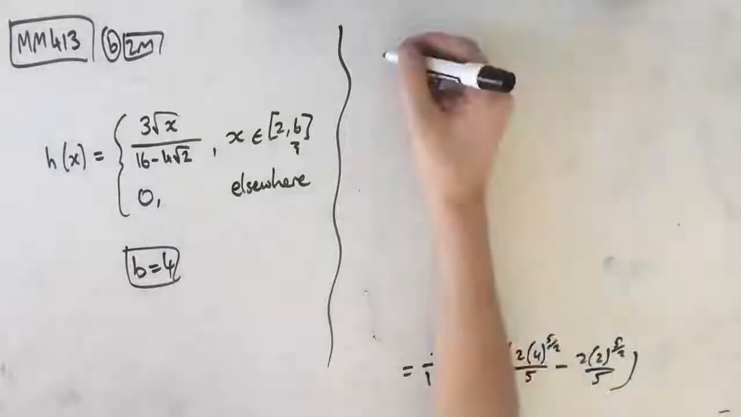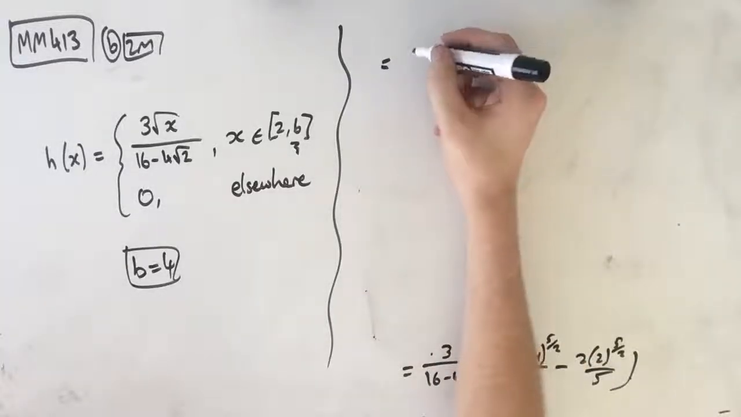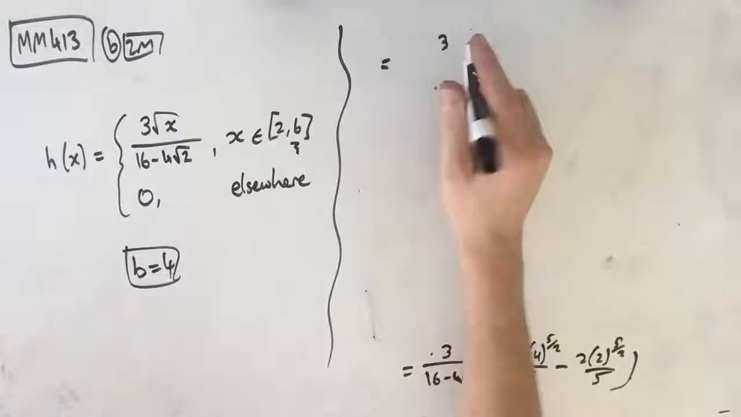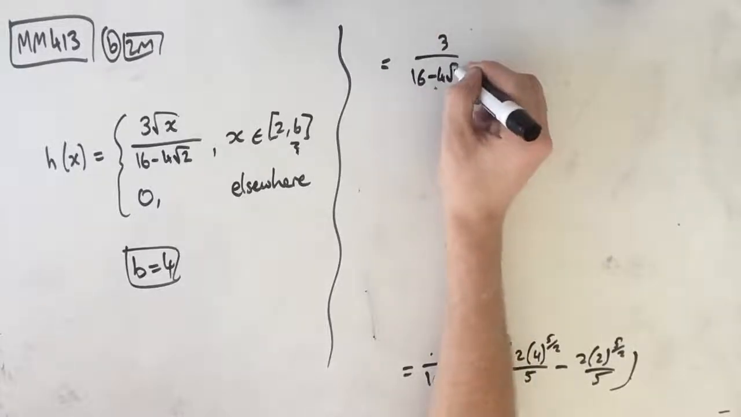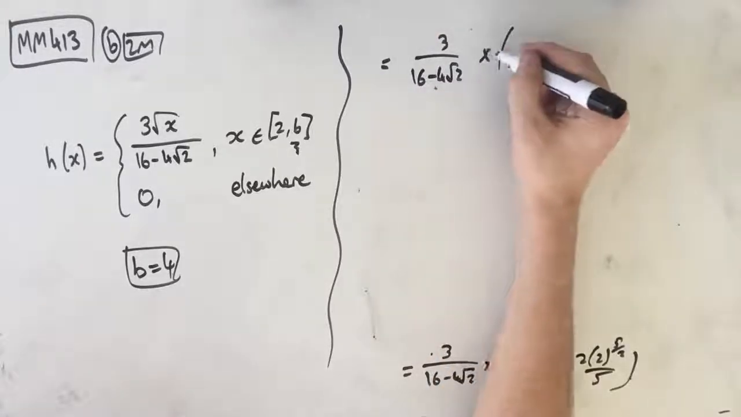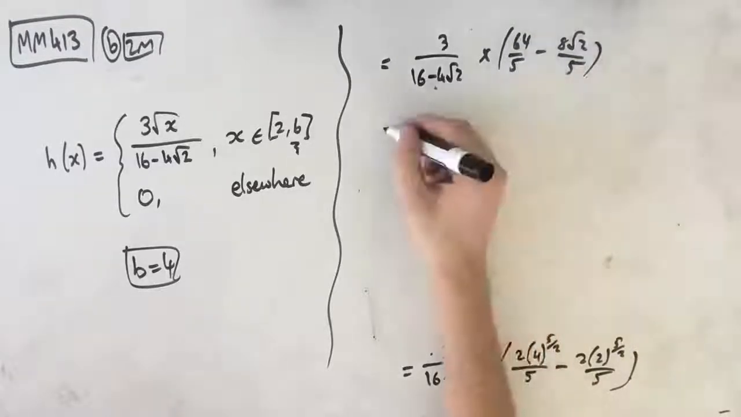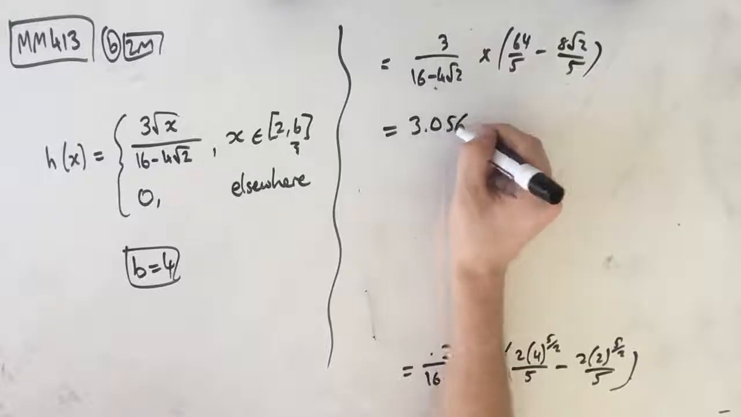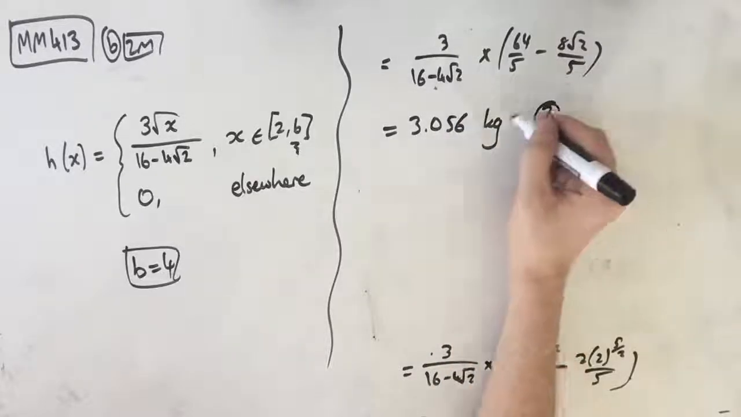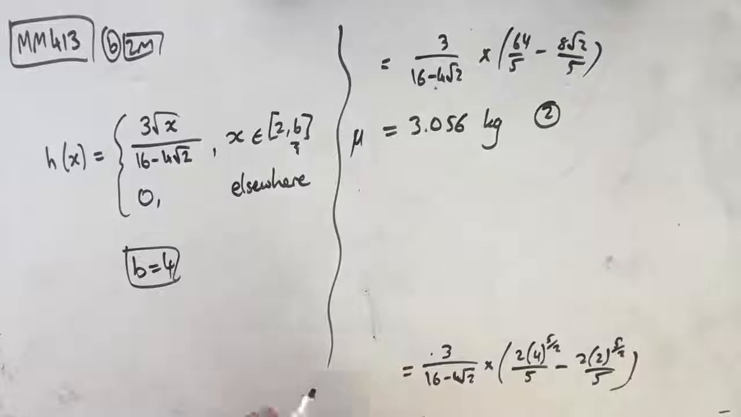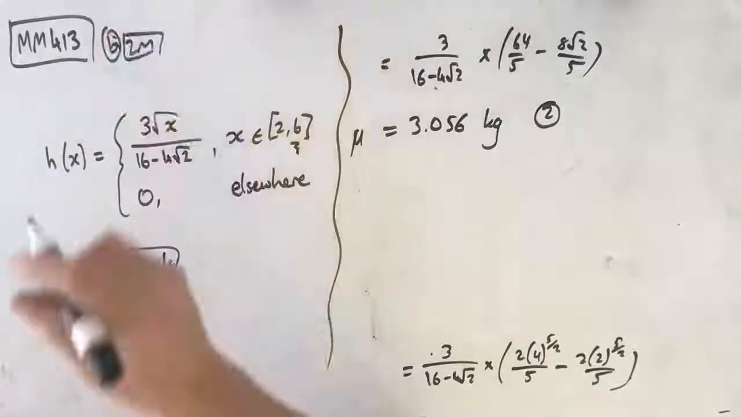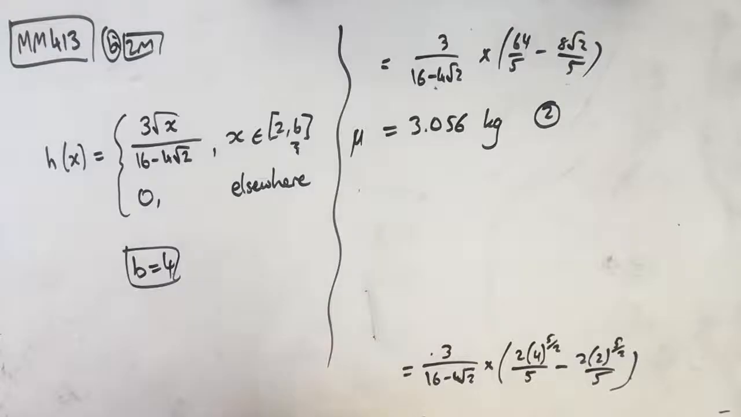Cool. And then we can keep going from there and say that we have 3 on 16 take 4 root 2 multiplied by 64 on 5 take 8 root 2 on 5. What this gives us is 3.056 kilograms. That's our second mark. So we need to make sure that we do this to 3 decimal places, because that's exactly what the question asks for. And that's it. So guys, that was actually part BI. Let's move on to part BII.